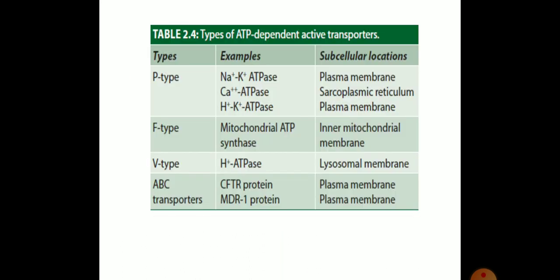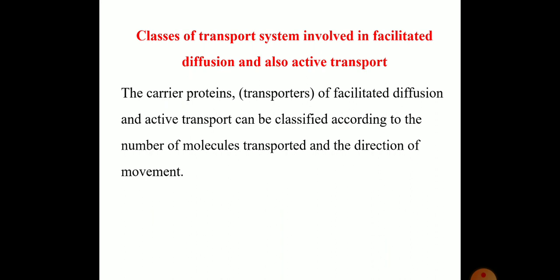So these are the examples of ATP-dependent active transporters present at different locations. The examples may be the sodium potassium ATPase, calcium ATPase, etc. Then, classes of transport systems involved in facilitated diffusion and also active transport. The carrier proteins of facilitated diffusion and active transport can be classified according to the number of molecules transported and the direction of movement.